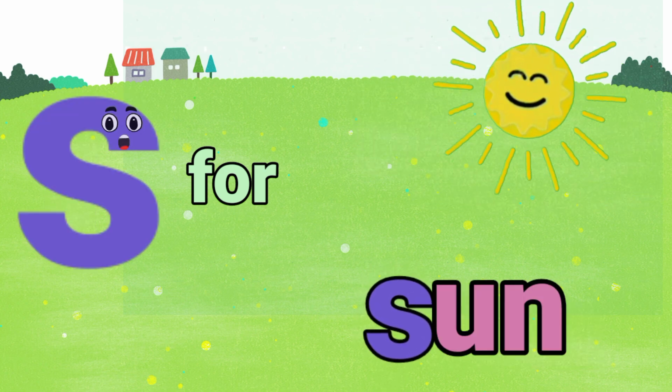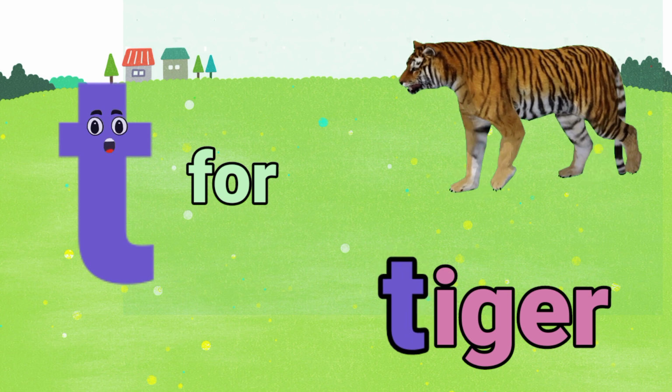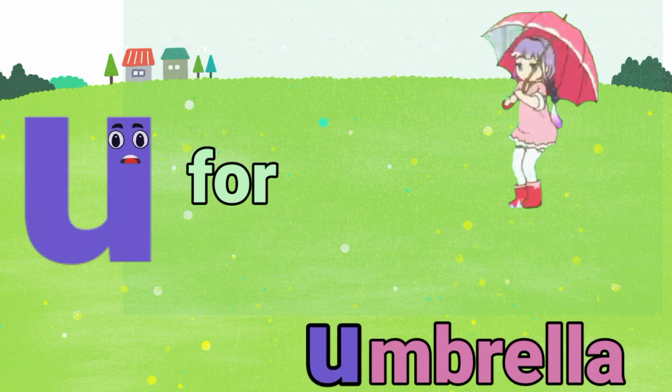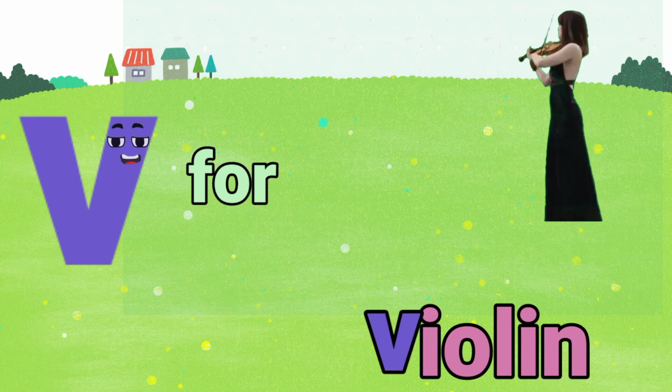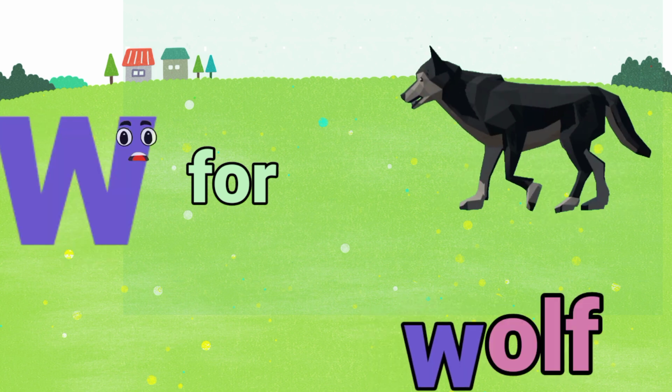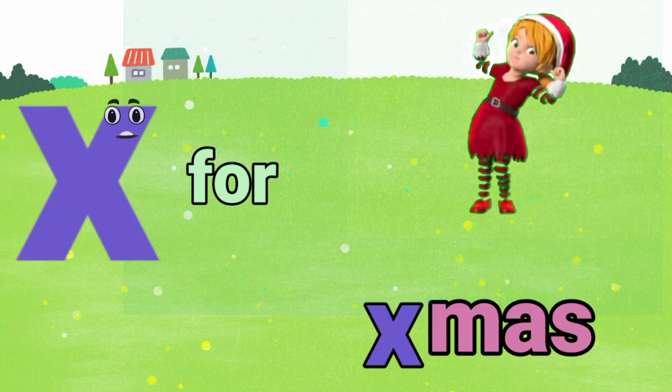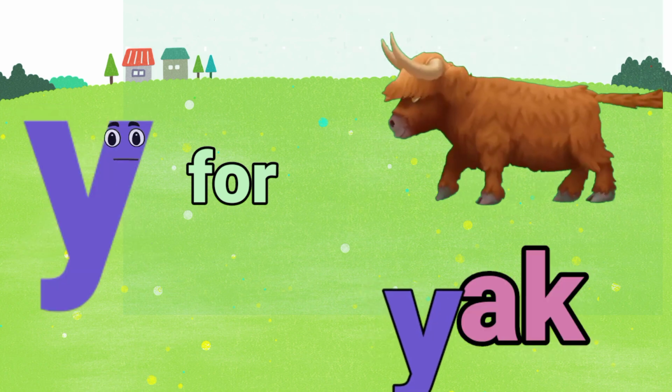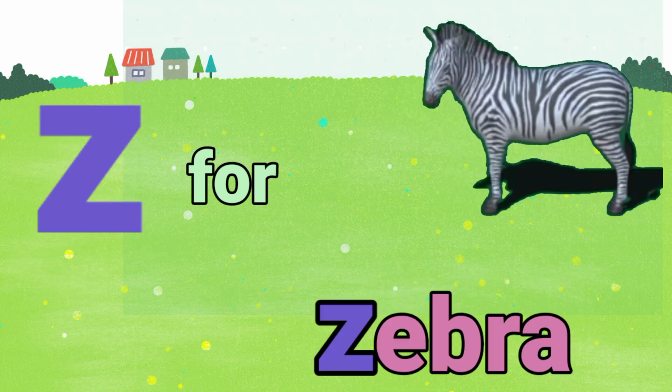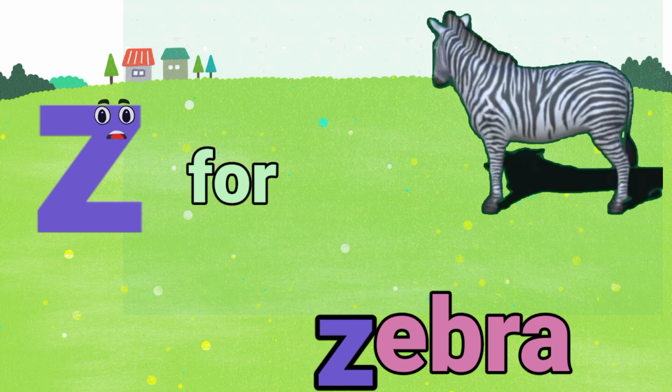S for sun. T for tiger. U for umbrella. V for violin. W for wolf. X for Xmas. Y for yak. Z for zebra.